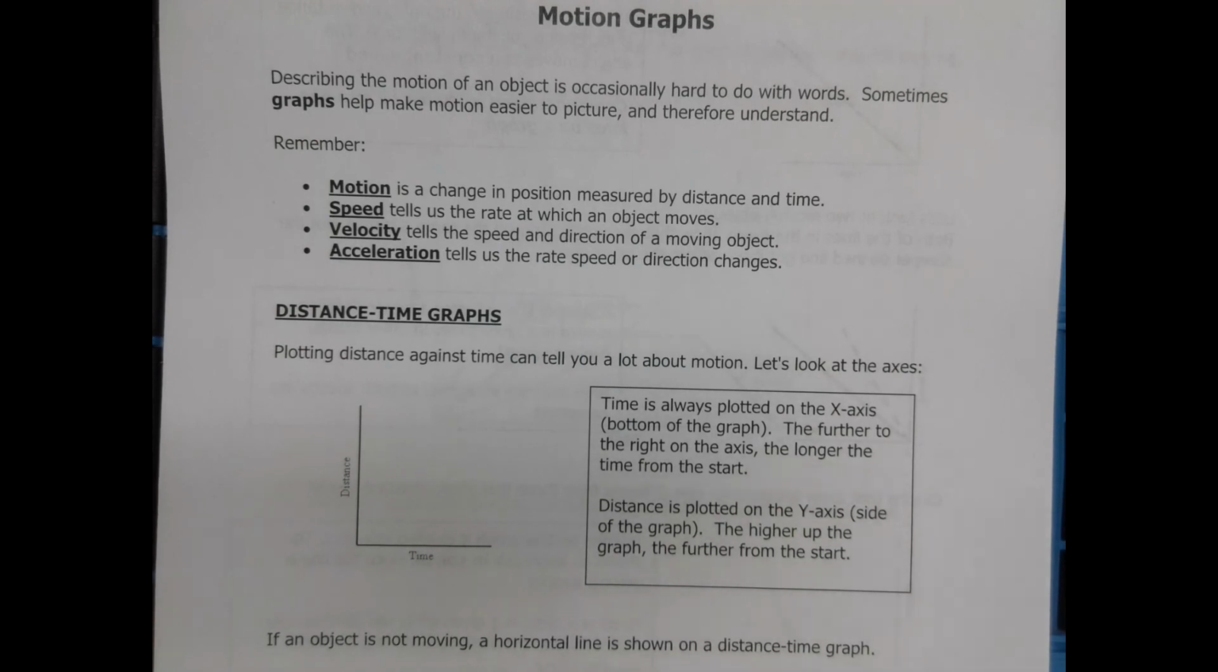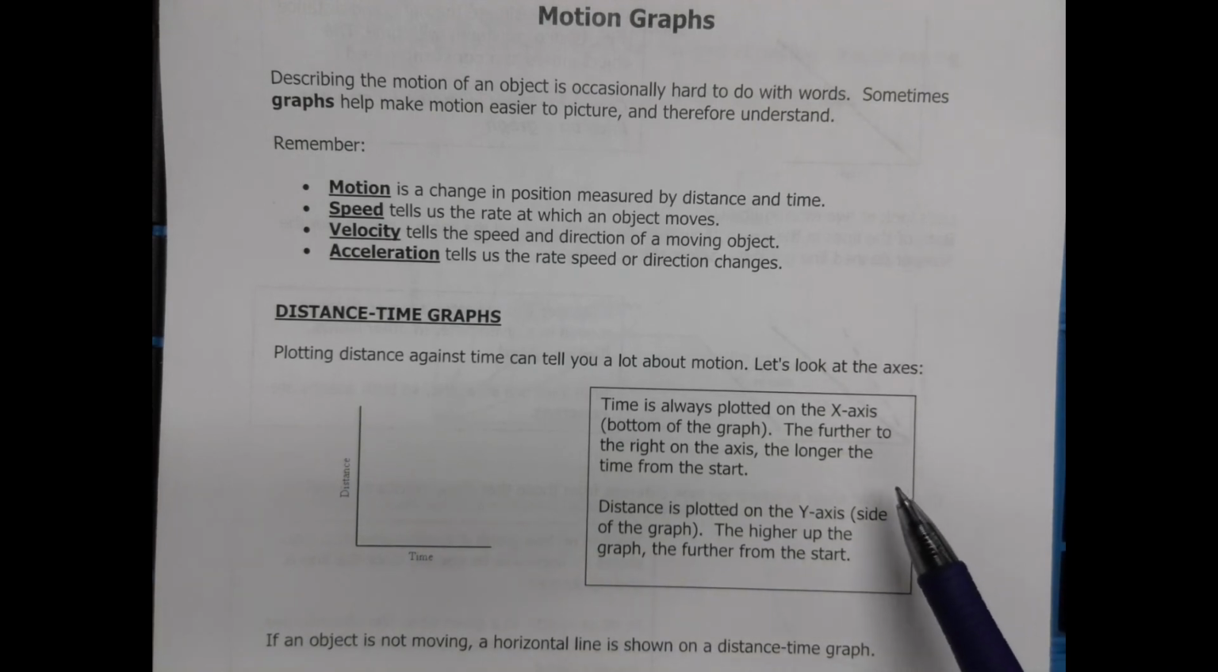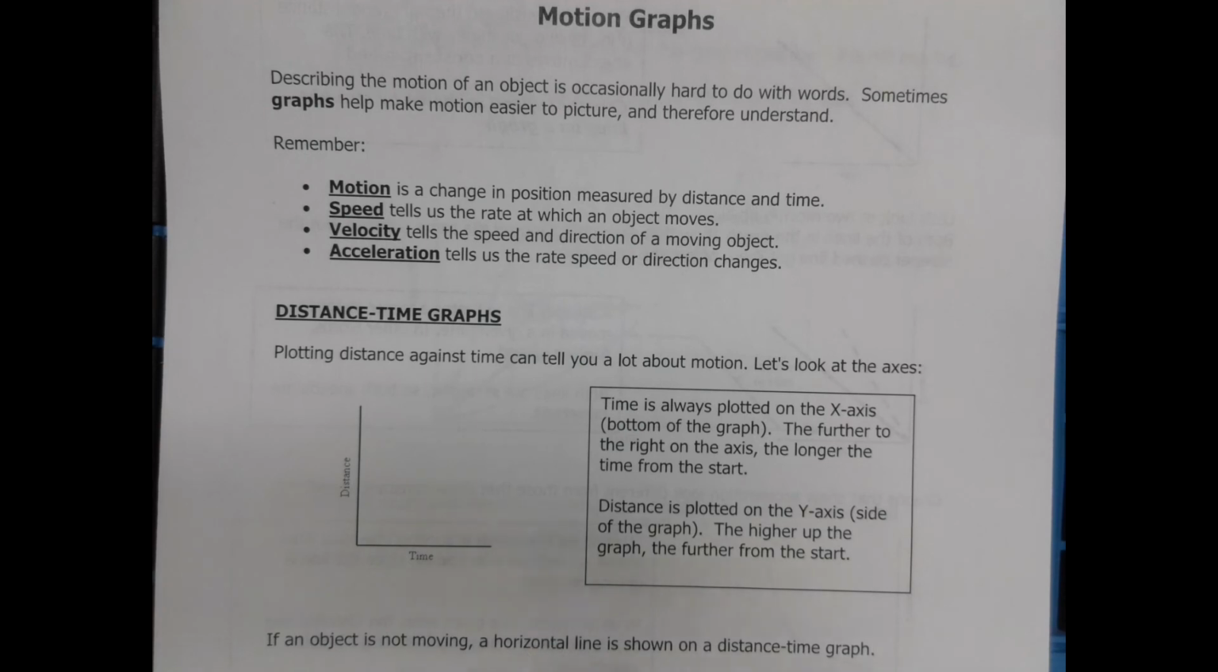The first one is the distance time graph. It's plotting distance against time, and it can tell you a lot about motion. Time is always plotted on the x-axis at the bottom of the graph. The further to the right on the axis, the longer the time from the start that has gone by. Distance is always plotted on the y-axis, the side of the graph. The higher up on the graph, the further from the start.